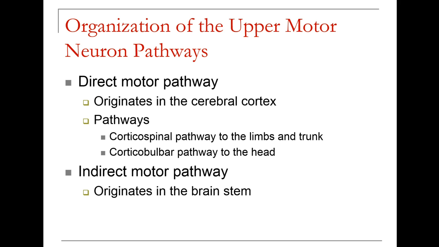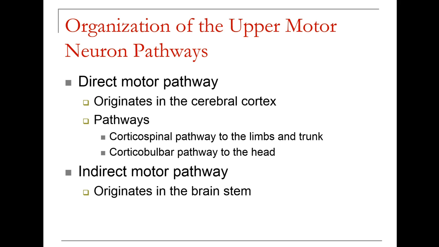Cortico refers to the cerebral cortex. Spinal refers to the fact that it's coming out of the spinal cord to the limbs, the upper and lower limbs, and the trunk. Bulbar refers to the fact that it comes out in the brain stem. So it connects the cerebral cortex to the brain stem, and that will control muscles associated with the head.